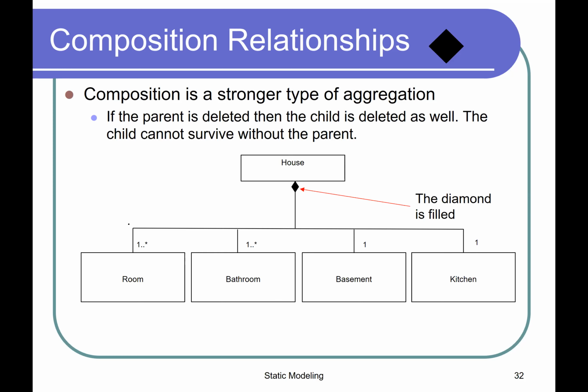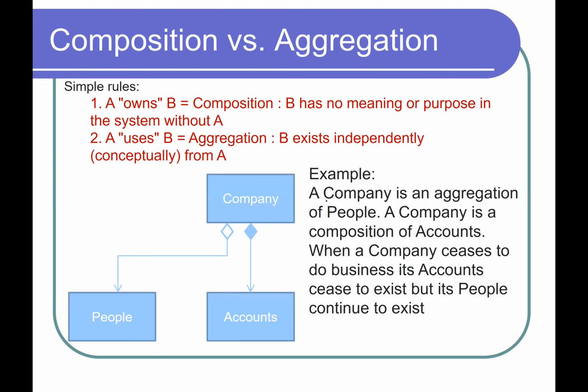of relationship. Now, what's different between the composition relationship and the aggregation is that if we delete this relationship, or specifically, we delete the parent, the children cannot live on. They do not have a meaning in the system without the parent.